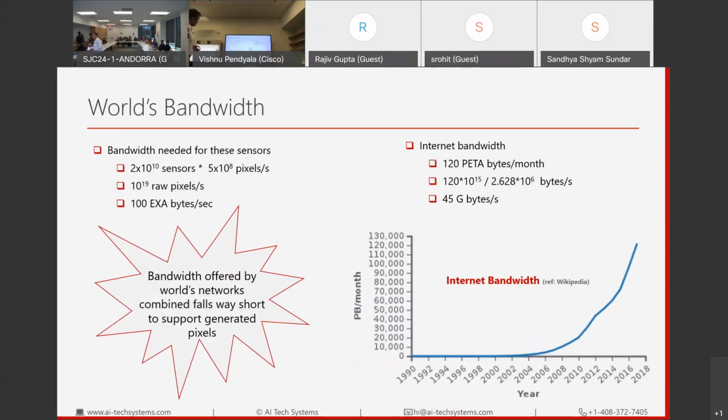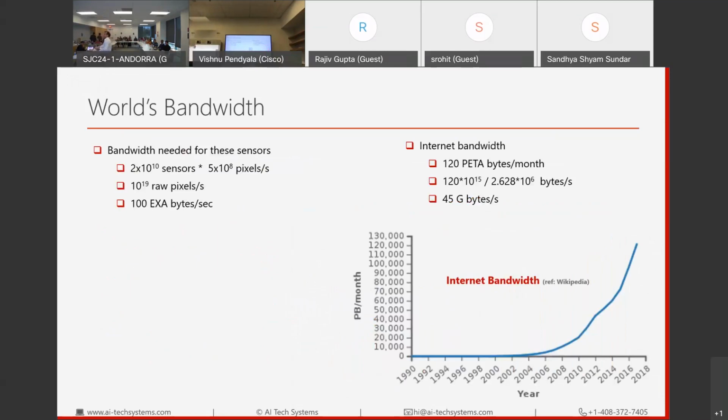And this is a calculation just looking at the bandwidth. So this right-hand side is internet bandwidth. It's from a Wikipedia article, and the bandwidth is in petabytes per month, and it's roughly about 120 petabytes today from all sources. So given that, this translates to about 45 gigabytes per second.